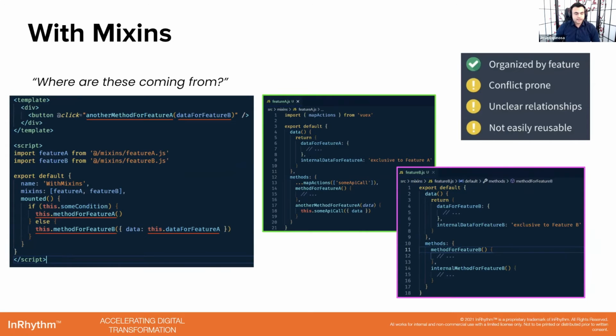For example, it looks simple right now, but this is just a demo. It usually won't look this simple. And if your file is this small, you probably don't need what I'm talking about at all. But for example, one of the issues is if you look here in the template, we see on the click event, we're going to invoke this another method for feature A function.